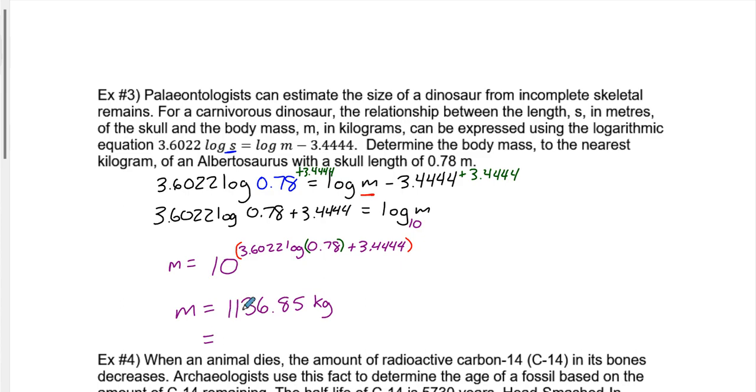Now at the same time, I have to make sure I read the question. Determine the body mass to the nearest kilogram, 1137. So the mass of this Albertosaurus would be about, well, let's see, if we convert that into pounds, 2.2462, about 2,500 pounds.